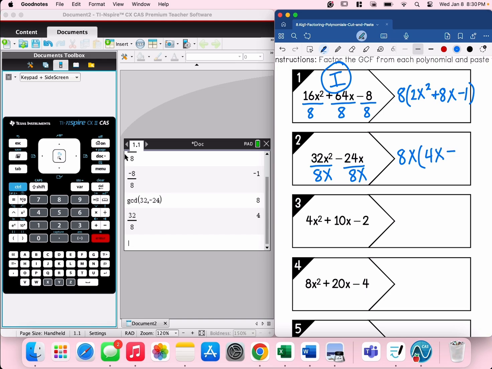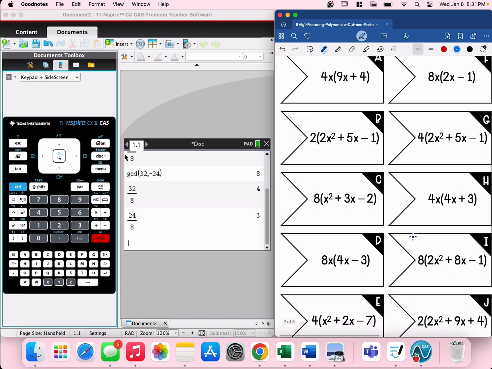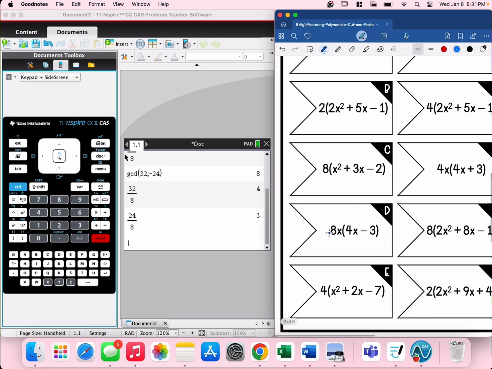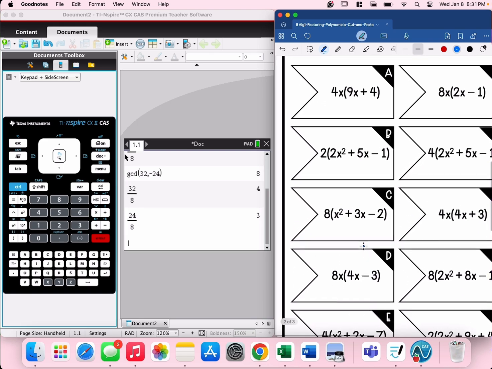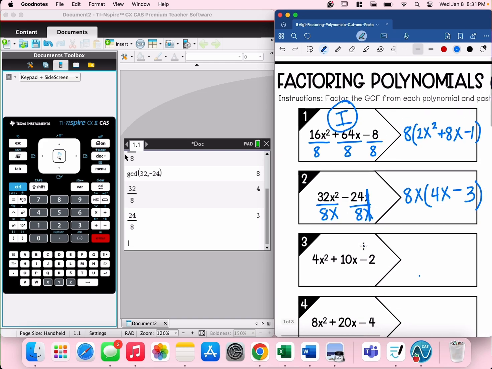I'm going to drop down the minus sign, and I'm going to continue to apply the quotient rule. 24 divided by 8 is going to give me 3. And then remember, x divided by x, these cancel each other out. So here my final answer would be 8x times the quantity 4x minus 3. Going down to my answer choices, the card that matches that is going to be D. So I would cut that out and place that on D.